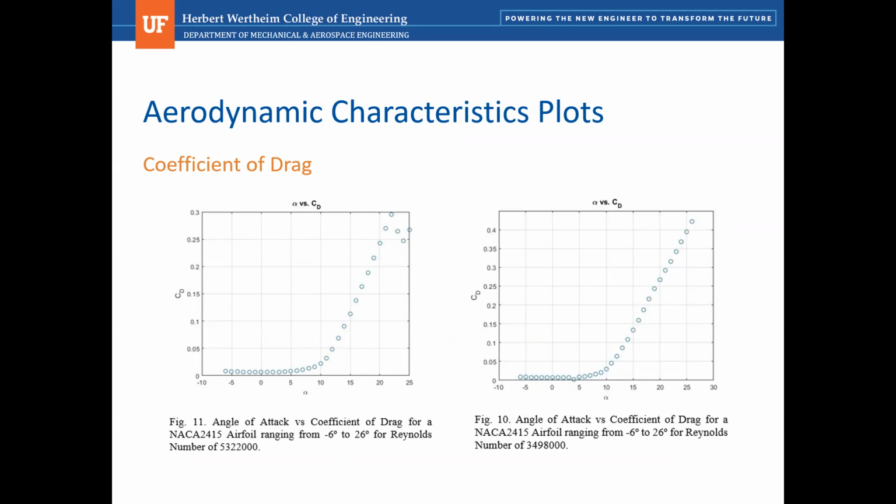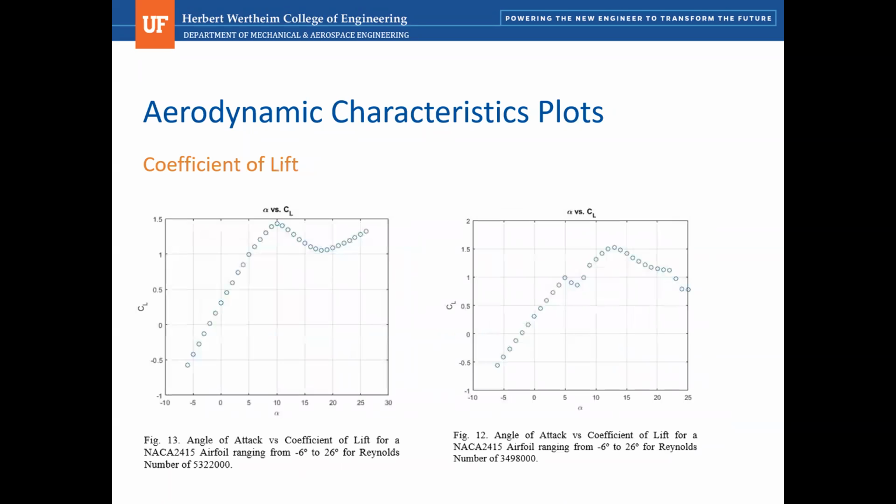So we have our coefficient of drag versus our angle of attack here. And like the next 2 graphs we're going to see, the important takeaway is that with the varying Reynolds numbers, the trends were almost identical. And this, again, is the same for the next 2, which is coefficient of lift.